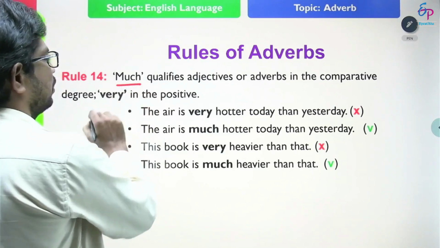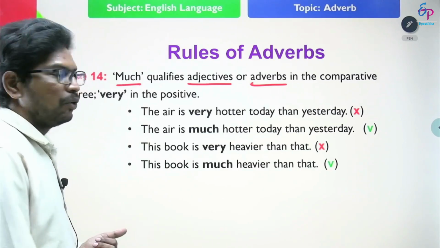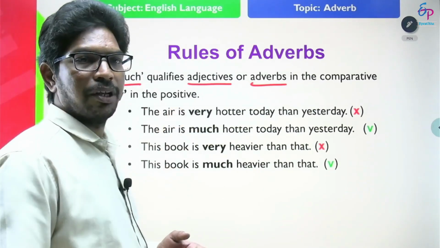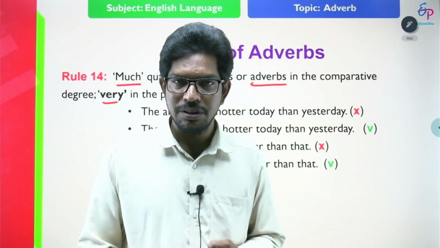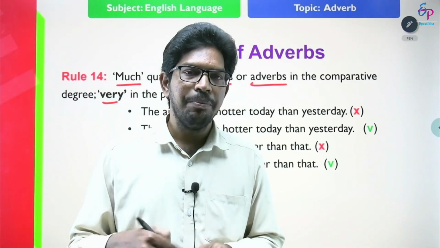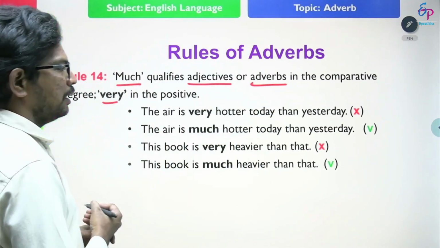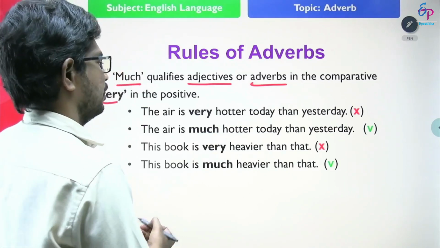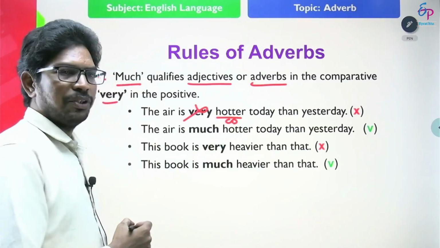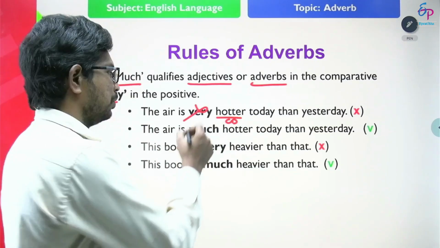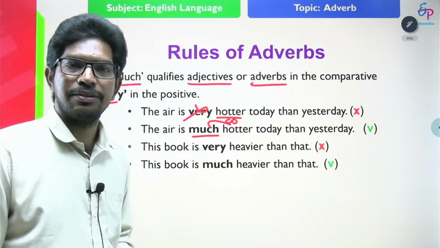Much qualifies adjectives or adverbs in the comparative degree, whereas in the positive degree we use very. The adverb much qualifies adjectives and adverbs in the comparative degree. In the positive degree we use very. Look at the example and find the error. "The air is very hotter today than yesterday." Here "hotter" is the comparative degree. Before the comparative degree we should not use very. So we use much. "The air is much hotter today than yesterday" is correct.